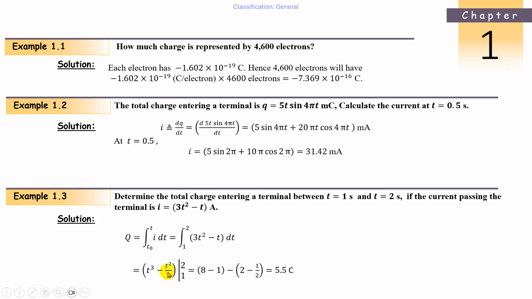So now t power 3 minus t power 2 by 2, from 1 to 2, means for the upper limit 2, what is the value, and for the lower limit 1, what is the value.